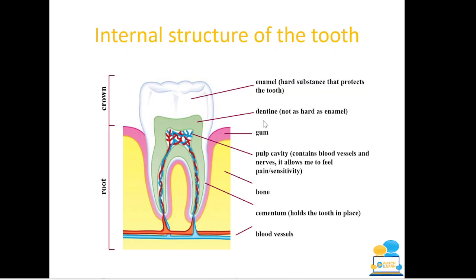You'll see underneath the dentine, the pink part there is your gum. And then you'll see there are loads of blue and red lines that kind of look like wool, okay? This is your blood vessels, okay? And these are found in the pulp cavity, okay? This is where your blood vessels and nerves are, and this is where it allows you to feel pain and sensitivity.